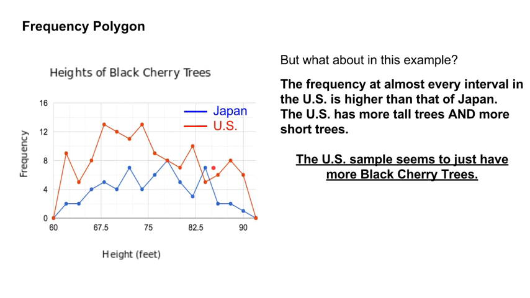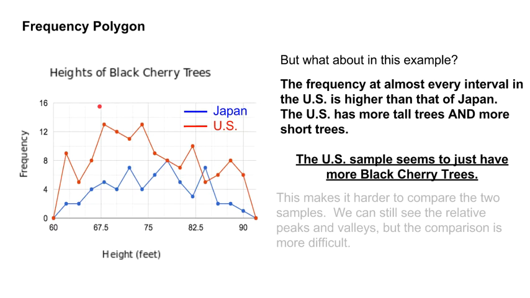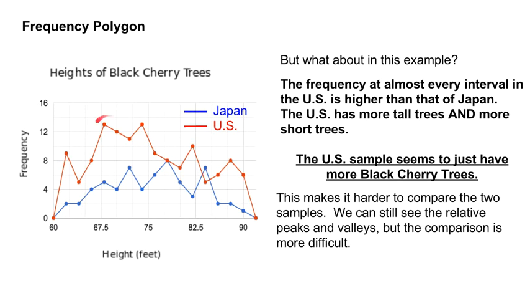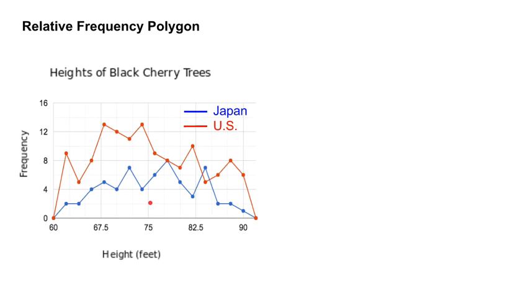So how can we tell? If it's higher everywhere, more frequent everywhere, how can we say which country has the taller trees? Well, we can look at the relative peaks and valleys, right? So the peaks for the US tend to be over here, whereas the peaks for Japan tend to be over here, but then it goes down over here. It's kind of difficult to tell. So that's why we need something else. We need a relative frequency polygon.